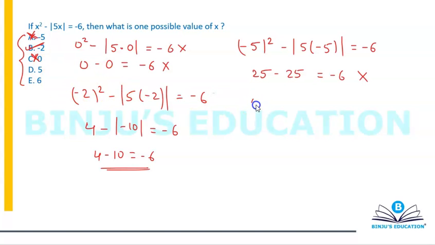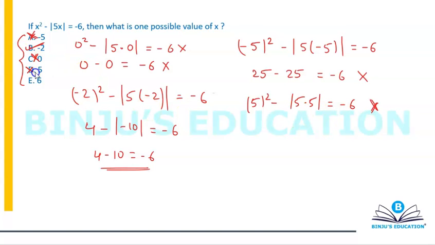Option D is 5. So I'm going to get 5 square minus 5 into 5. This is equal to negative 6. This is also not true because 5 into 5 is again 25. 5 square is also 25. So 25 minus 25 is 0.